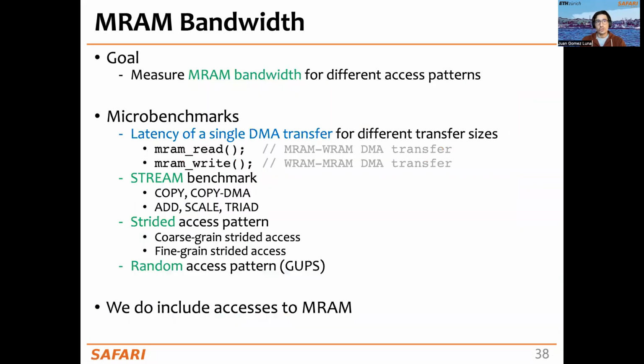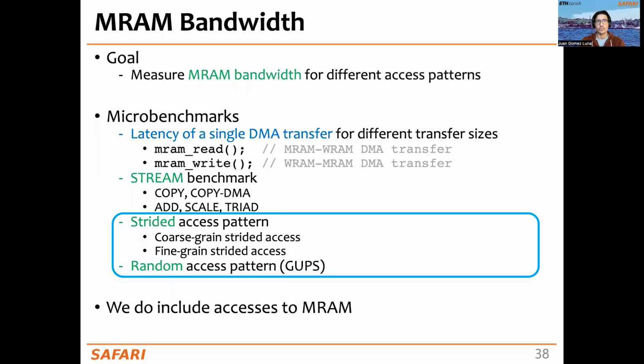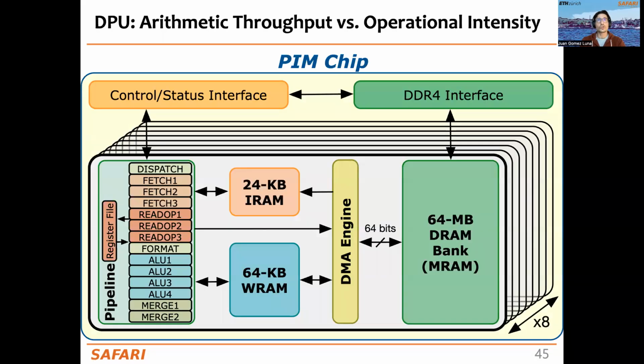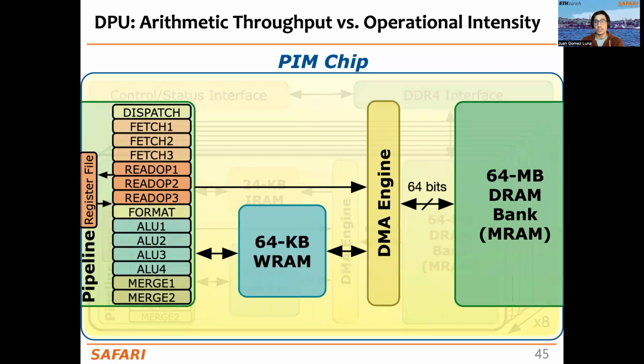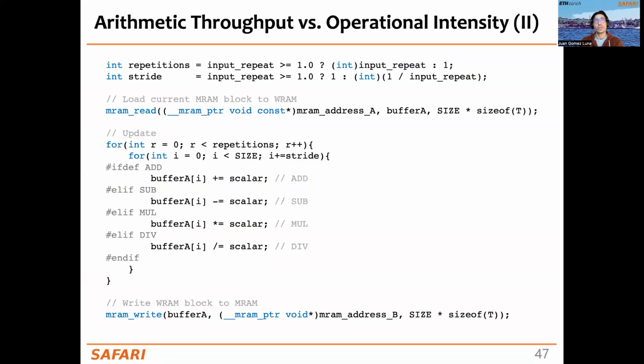In our paper, and in the longer version of this lecture, you can also find results for the strided access patterns and the random access patterns. Now, I want to show you some interesting results that compare the arithmetic throughput to the operational intensity. Operational intensity is basically the number of operations that we perform per byte that we read from memory. If you want to take a look at the code, it looks more or less like this.